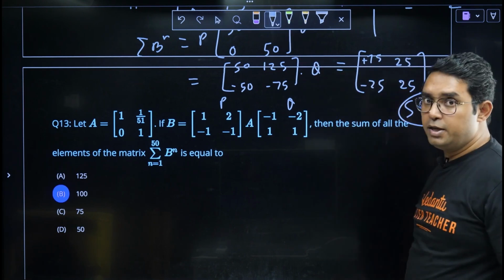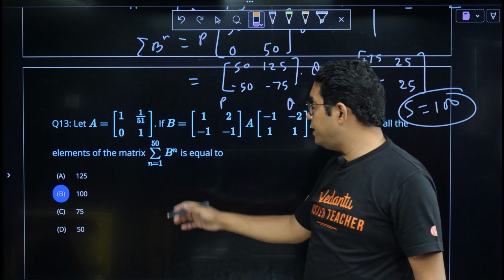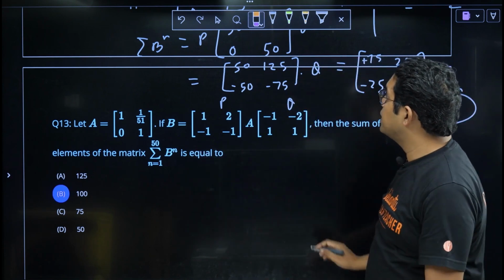You have to do this way only. There is no other method. You can make some shortcuts for finding A power n, but ultimately you have to do this kind of calculation here.